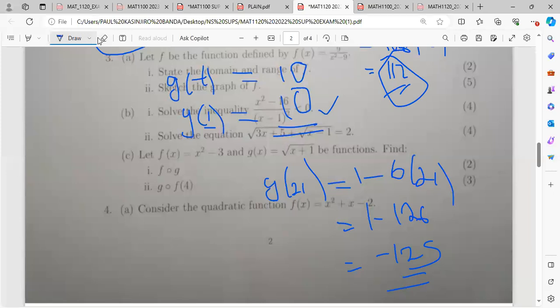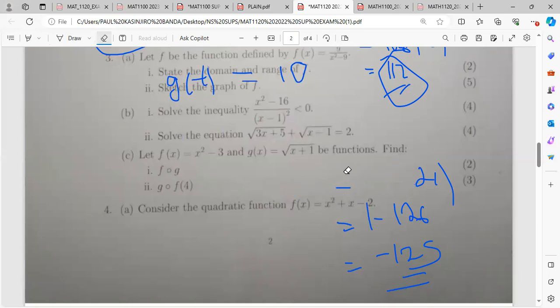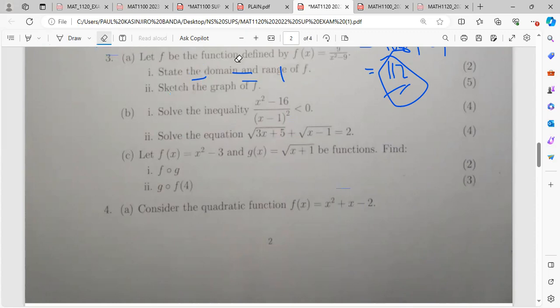Okay, so let's solve a bit challenging question now because that one was straightforward. We're still on functions. I hope you've got that one.